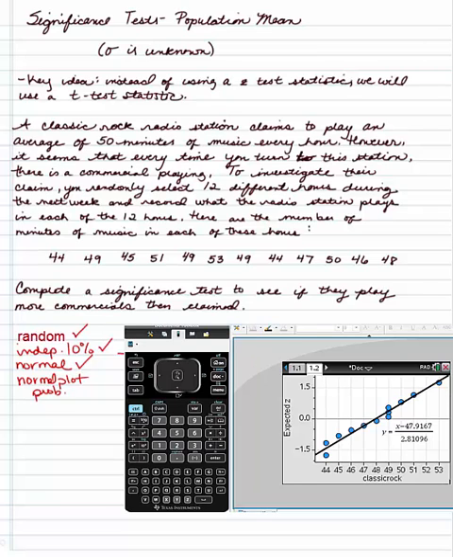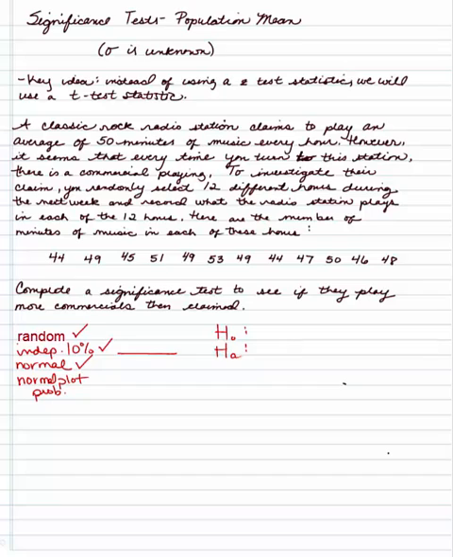So when we're doing this t, we've got to see what we're testing. Look at the wording of this question before we go any further. What's our H0 and what's our HA? 50 minutes is what they're saying. That's their claim, right? We're assuming that's true. If that's true, we've got a mean of 50 minutes. We're trying to see if they play more commercials than they claim. That means they would be playing less music, which would be less than 50.